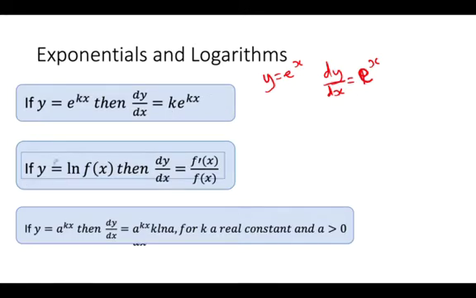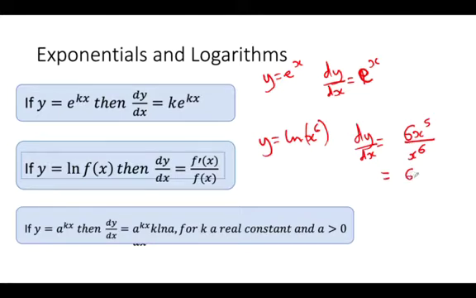Now if y equals ln, the natural logarithm of a function of x, then dy dx will equal the differential of that function, so f dash of x, over the original function. An example of that: let's say I have y equals ln x to the 6. Then my dy dx is going to equal the differential of that, which is 6x to the power 5, over the original value, x to the 6, which I can simplify down to 6 over x.